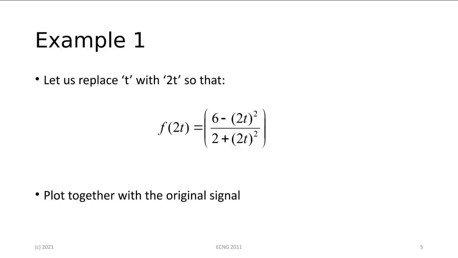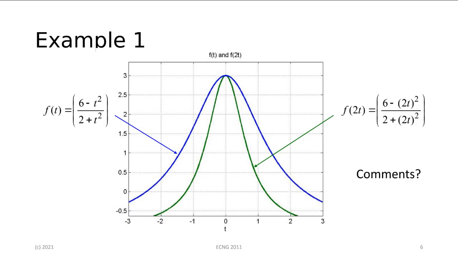What we're going to do now is find some way of replacing the t with 2t. So the function now becomes a function of 2t. So we now have 6 minus 2t squared over 2 plus 2t squared. And we plot that now together with the original signal. So what's happened there? The green is the one where we replace t with 2t, and the blue is the original one. What has happened?